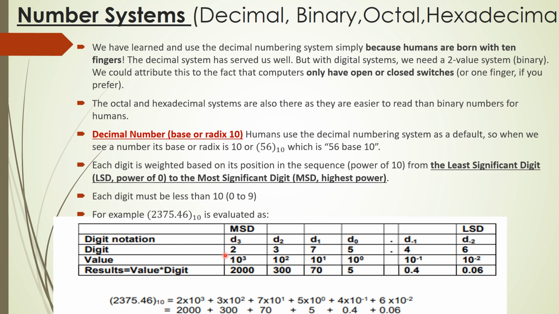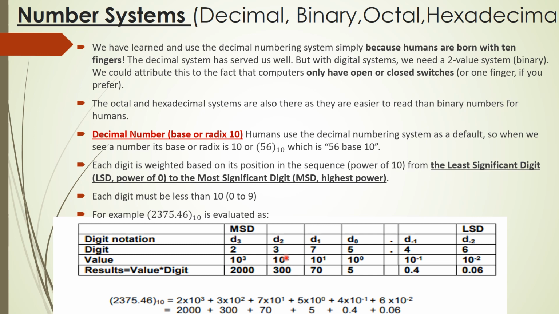Here the number is 2375.46. The most significant digit is 2 and the least significant digit is 6. Now here I'm not mentioning ones, tens, hundreds values. Here I'm mentioning it according to DLD, digital logic design, like its place is D0, its place is D1, D2 and D3. In D3 there are 3 zeros, 10 raised to power 3.